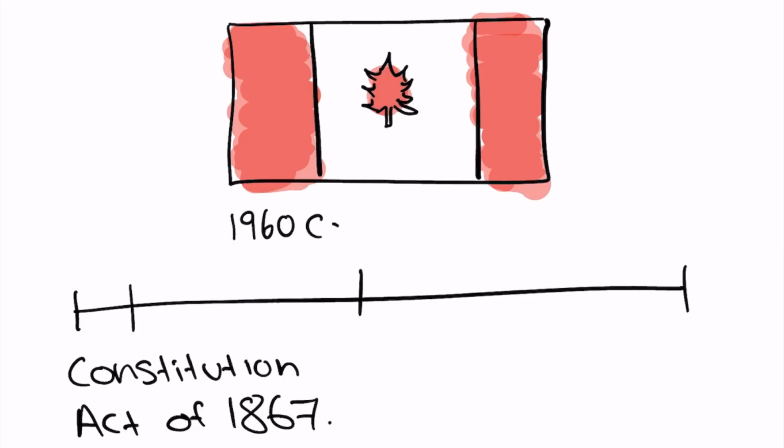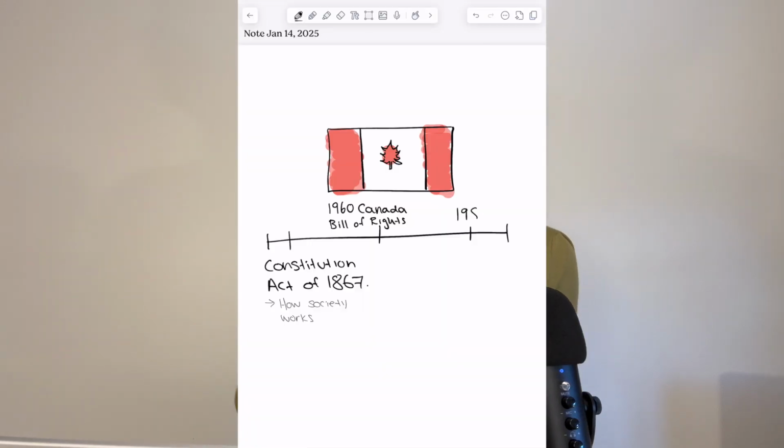In 1960, we had the Canadian Bill of Rights, which was the first introduction to codifying human rights in Canada. While this was a really big step, it wasn't yet codified in the Constitution, which is why the Constitution Act of 1982 is so important, because that actually gave Canada the opportunity to amend its own constitution independently and codified the Charter of Rights and Freedoms, which provides all Canadians with basic rights and equality under the law.